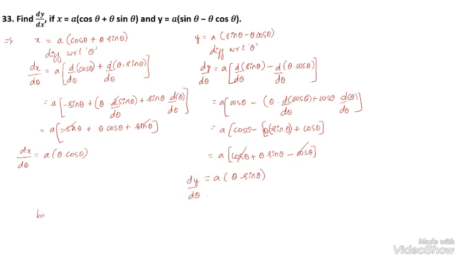But we want dy by dx. Therefore, dy by d theta divided by dx by d theta. It becomes a into theta cos theta divided by a into theta sin theta. a gets cancelled, theta gets cancelled. We have sin theta by cos theta, which becomes cot theta. Therefore, dy by dx will be cot theta.